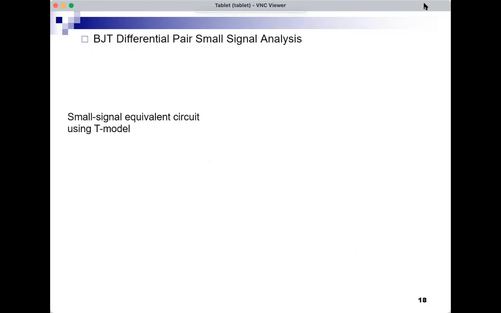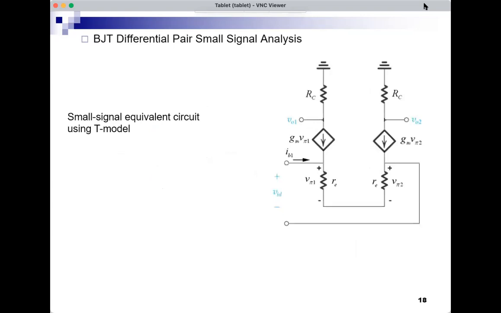Okay, let's do now the small signal analysis for the circuit using the T model for the bipolar transistors. Again, the analysis is parallel to what we did for the MOSFET. So this is the first BJT. This is the second BJT. This is the base, the emitter, the collector. This is the second emitter, the second base, and the collector.